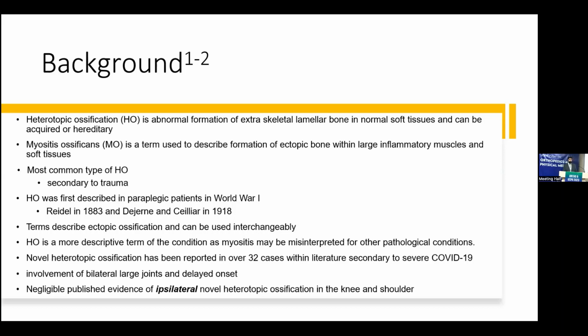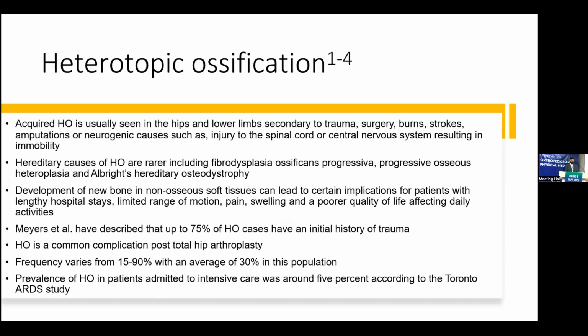Novel heterotopic ossification has been reported in over 32 cases within the literature secondary to severe COVID-19. It usually involves bilateral large joints, and it's a delayed onset. And there's very little published evidence of ipsilateral novel heterotopic ossification. Acquired HO is seen in hips and the lower limbs, secondary to trauma, surgery, burns, strokes, amputations, or neurogenic causes. And we see it a lot post-total knee replacements and post-total hip replacements. There are hereditary causes as well. And essentially, there's new bone forming in non-osseous soft tissues.